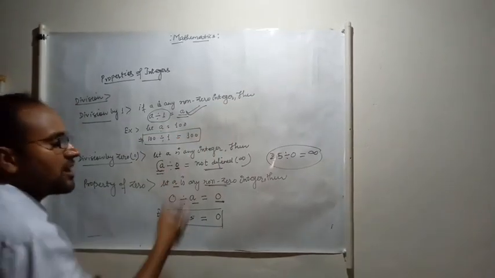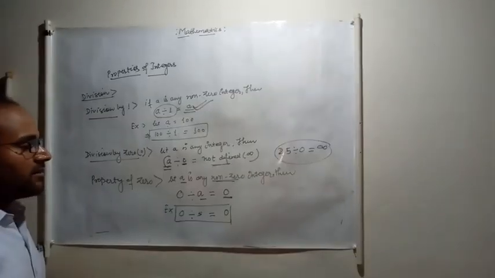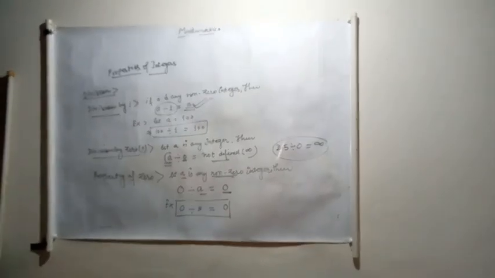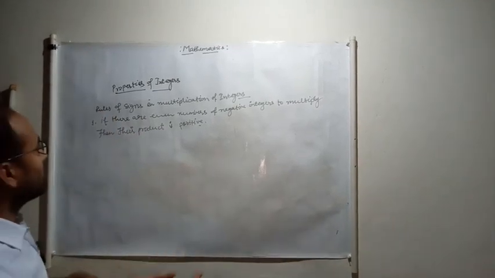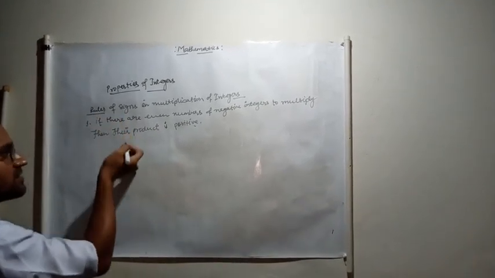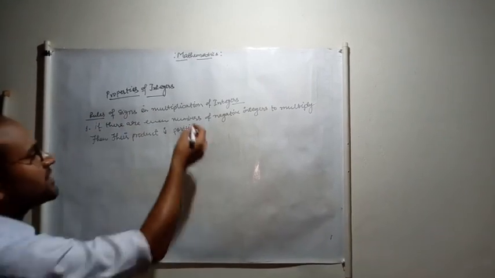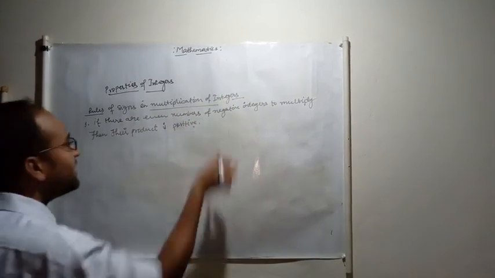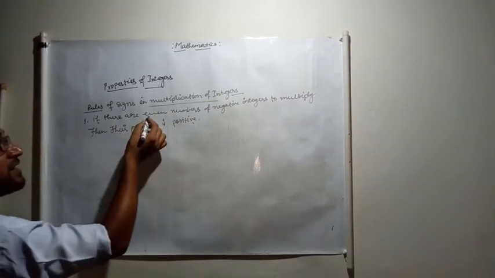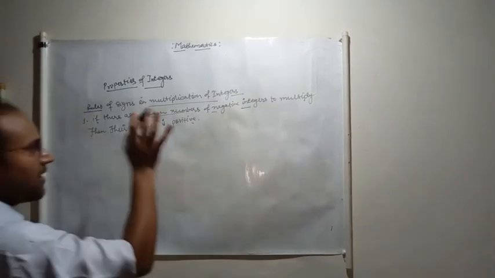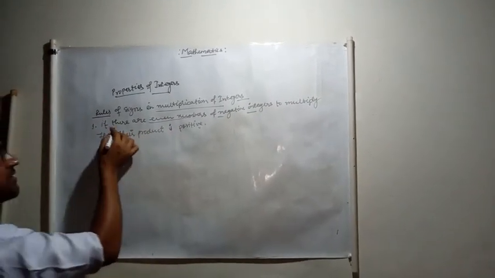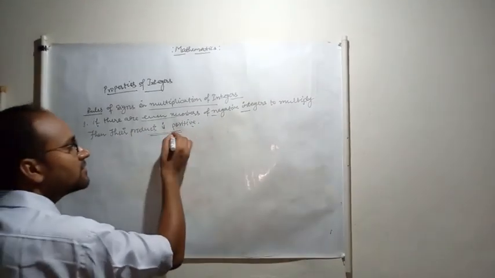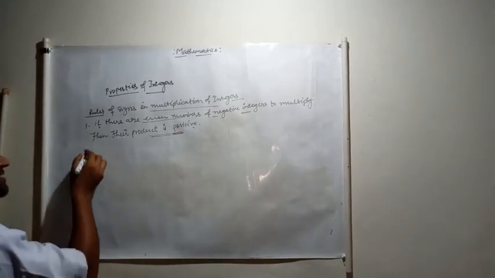Suppose these examples I have shown you, and then there are 2-3 important points I'm going to discuss. That one is the rules of signs in multiplication of integers. That is very important. The first one is, if there are an even number of negative integers to multiply, then their product is positive. It's very easy, students.